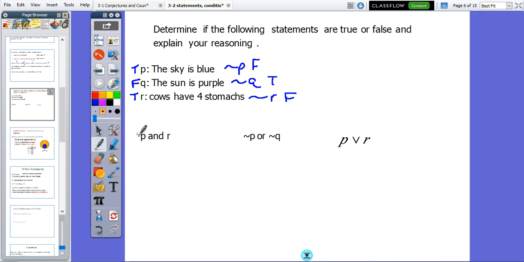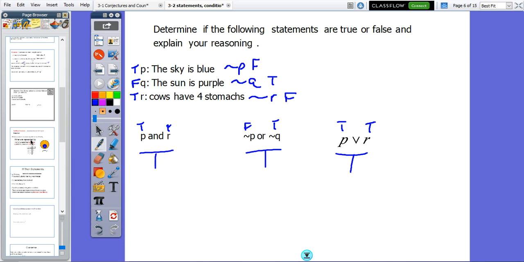So when we look at this, all right, P and Q, so true statement, Q, R, true statement, so the whole thing is true. Not P, so the sky is not blue, or not Q, the sky is not purple. So the sky is not blue is false, but the sky is not purple is true. So the whole statement is true because it's an or. And then P or R. So the sky is blue and cows have four stomachs. Individually they're true, so the whole thing is true. So that's how you'll see some of this assignment done. All right, so that's the first part of this.